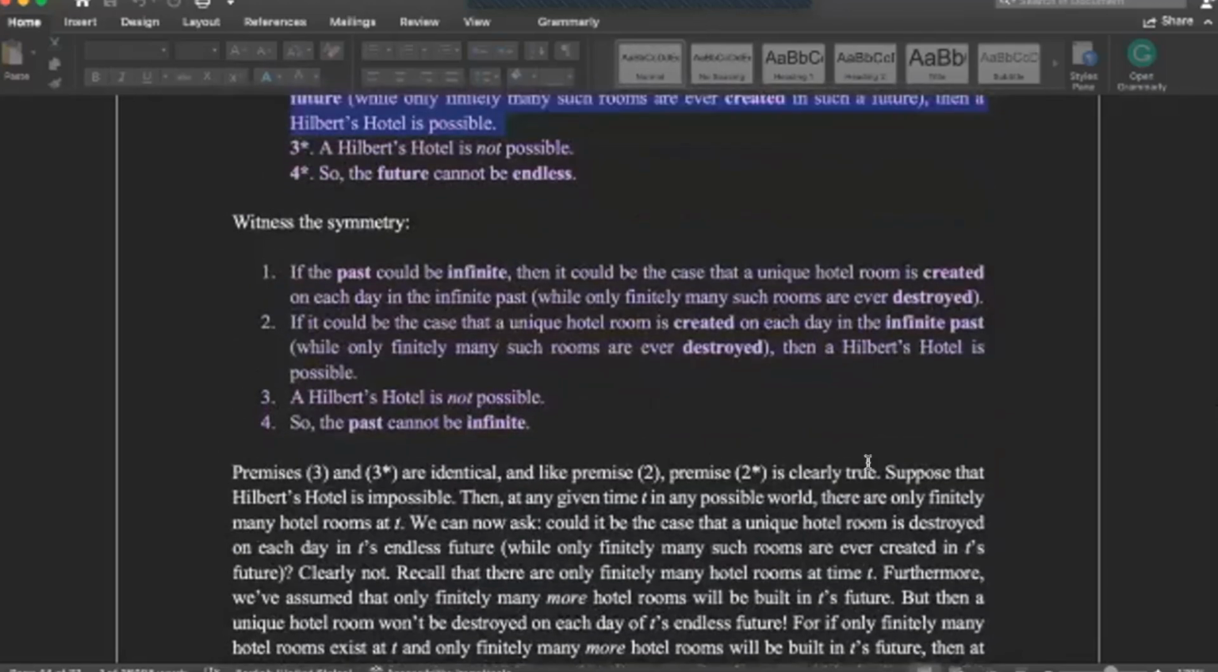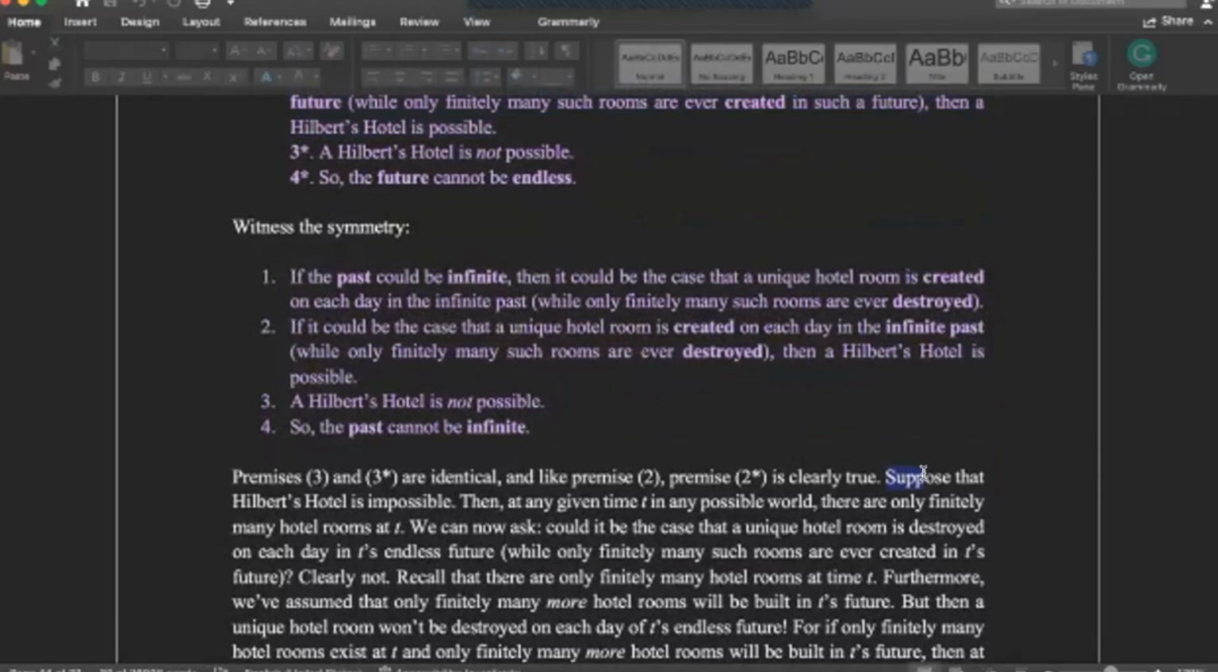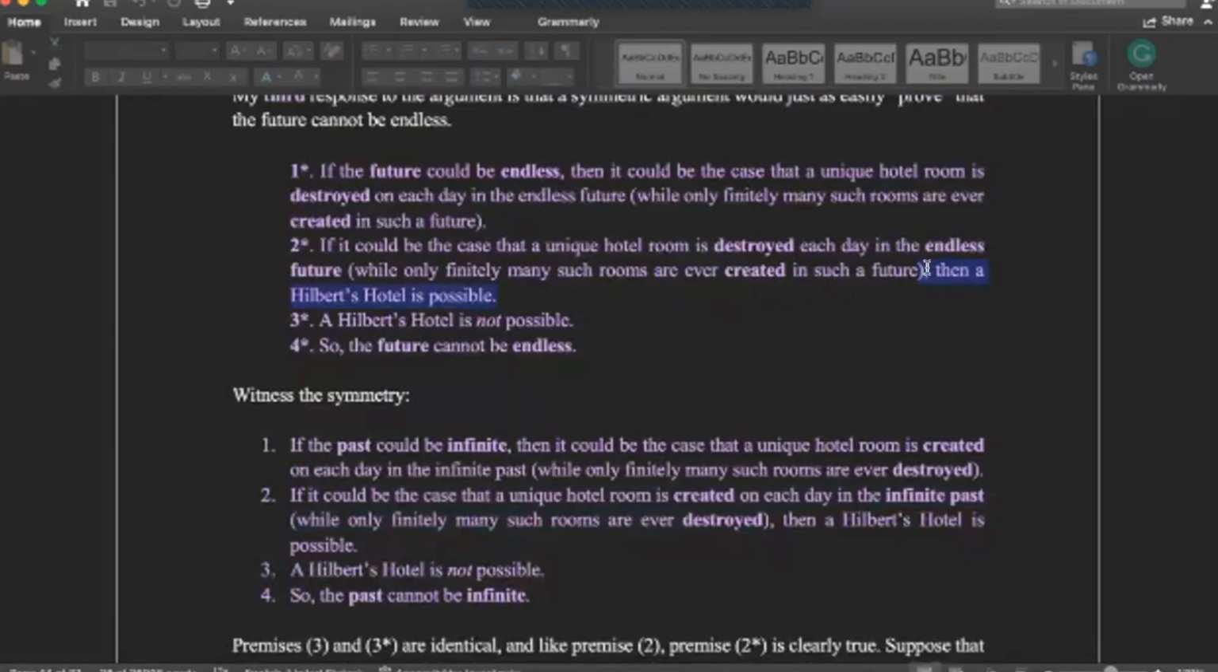Okay, so suppose that Hilbert's hotel is impossible. I'm supposing that the consequent here is false, and then I'm going to derive the falsity of the antecedent, right? In which case, that'll show that the falsity of the consequent implies the falsity of the antecedent, which is just another way of saying by contraposition that 2 star is true, right? That would mean that the truth of the antecedent entails the truth of the consequent.